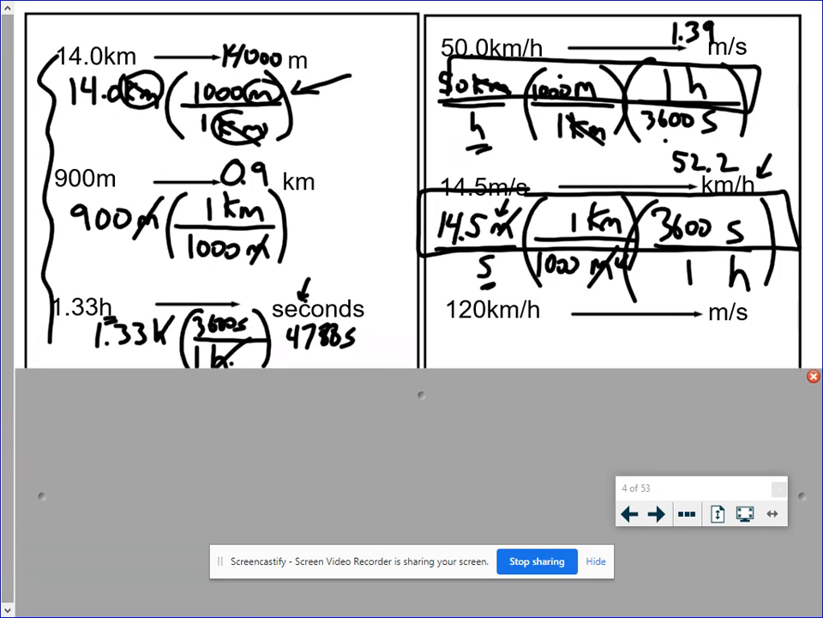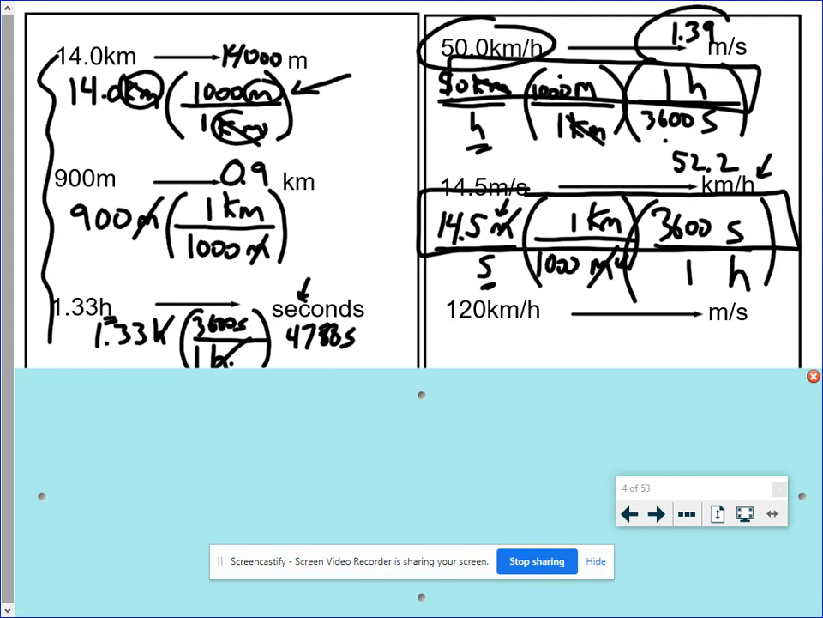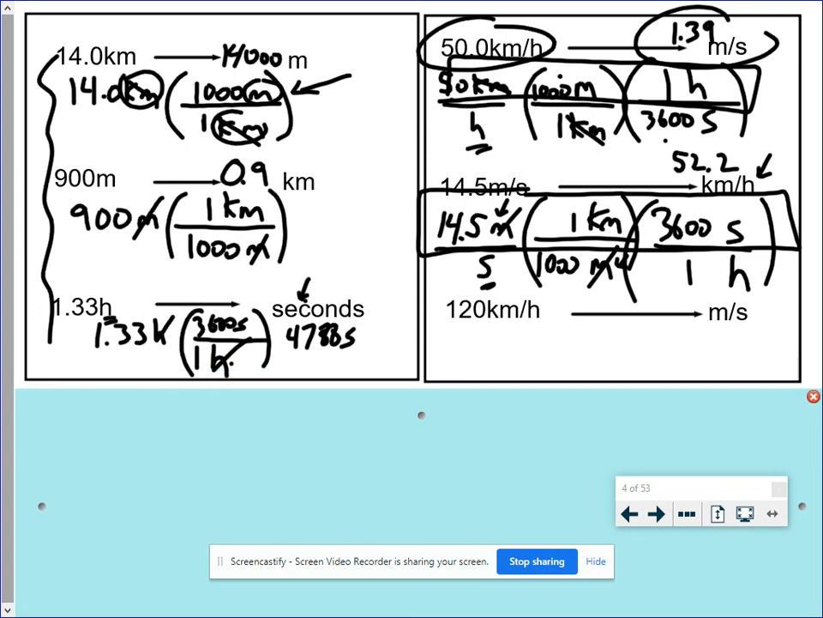Okay, last one. 120 kilometers an hour to meters per second. Look, it's the same setup as the problem we just did. So I'm going to do some pauses here and ask you guys at home about it. You don't need to put brackets around it. Start over again. No, sorry, that's 120. 120 kilometers per hour.